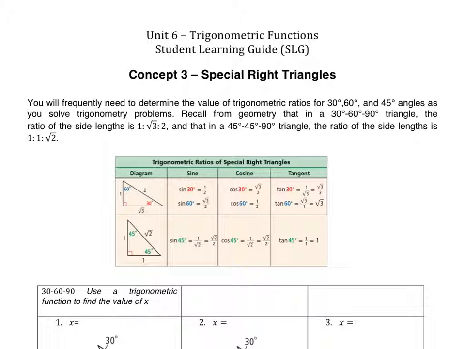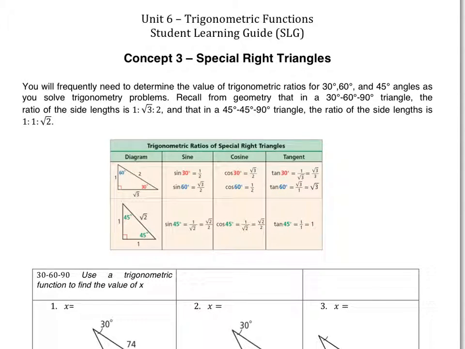In this concept video, we're going to look at special right triangles, which you learned in geometry. So we have a 30, 60, 90, and a 45, 45, 90. So the sides for 30, 60, 90 is 1 across from the 30, square root of 3 across from the 60, and the hypotenuse is 2. And then 45, 45 is isosceles, so both the sides are 1, and then the hypotenuse is root 2.